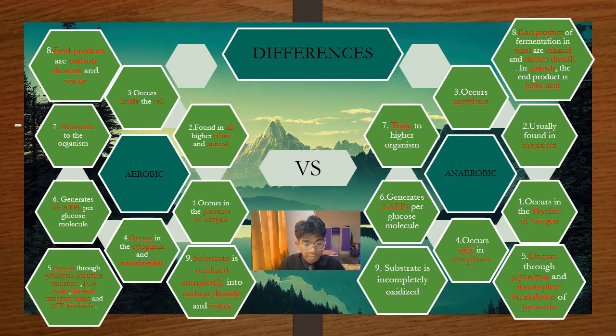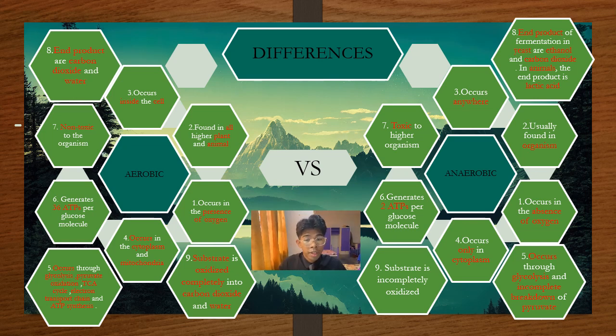The next one, aerobic respiration generates 36 ATP per glucose molecule, while anaerobic respiration generates 2 ATP per glucose molecule. The next one, aerobic respiration is non-toxic to the organism, while anaerobic respiration is toxic to higher organisms. Only certain plants can endure it, such as paddy.